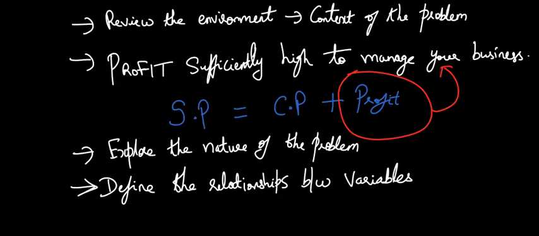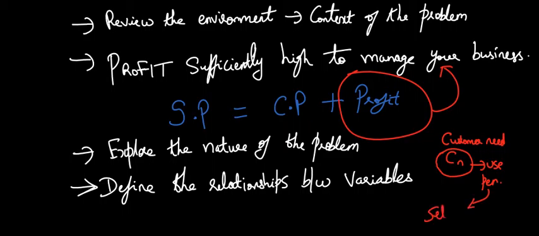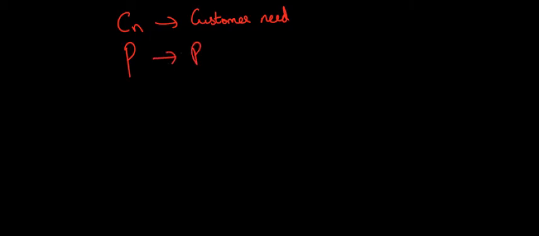For example, for selling a pen, there is a variable called customer need, which is given as CN. Now, this customer need should arise to use a pen. So this is a very important variable as far as selling this pen is concerned. So now, when CN is customer need, let us see the price of the pen as P.